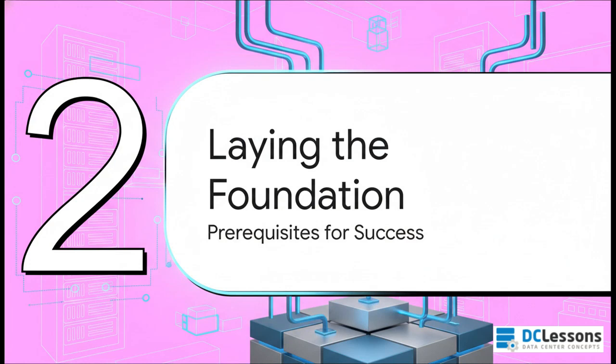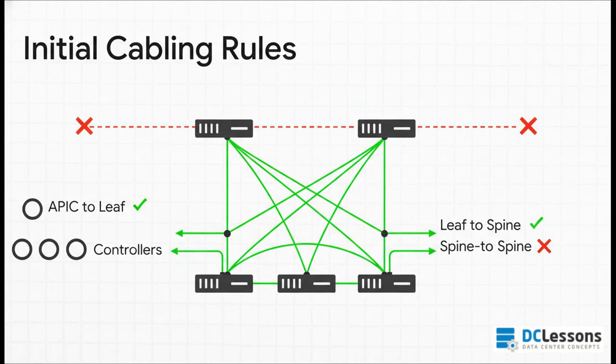All right, so before we just unleash all this cool automation, we do have to do a little bit of prep work. And I can't stress this enough. Getting this foundation right is absolutely crucial for the whole discovery process to work. And that brings us to the rules of cabling. The ACI discovery logic is smart, but it relies on a very specific physical topology.